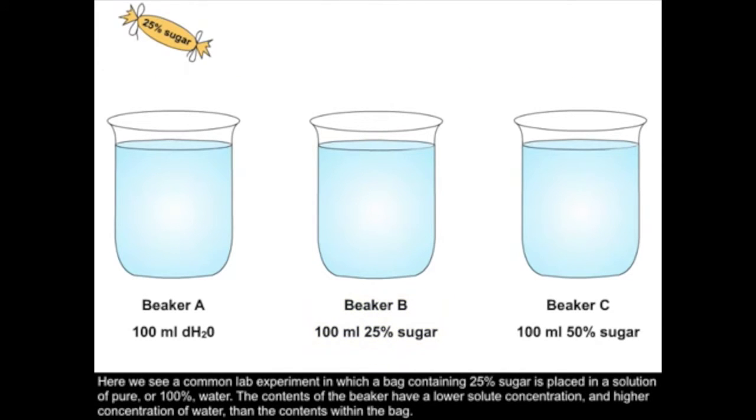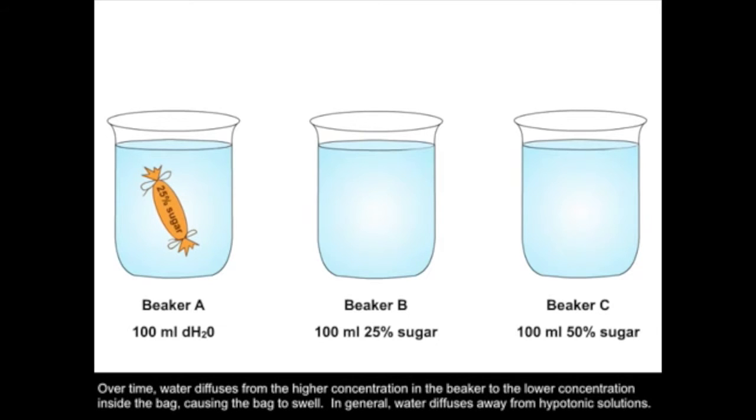Here, we see a common lab experiment in which a bag containing 25% sugar is placed in a solution of pure or 100% water. The contents of the beaker have a lower solute concentration and higher concentration of water than the contents within the bag.